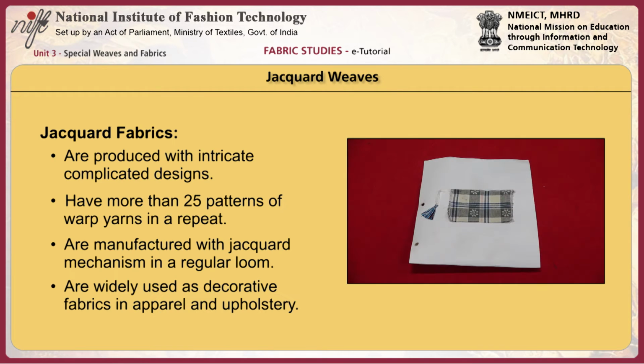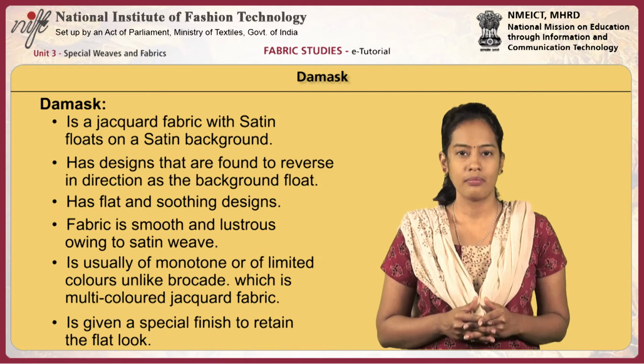These are fabrics produced with intricate, complicated designs. They have more than 25 patterns of warp yarns in a repeat. They are manufactured with jacquard mechanism in a regular loom. They are widely used as decorative fabrics in both apparel and upholstery.